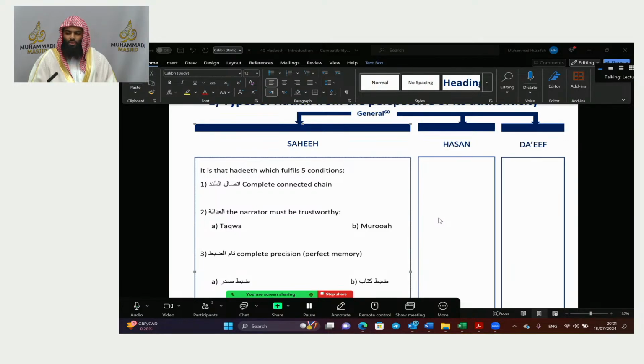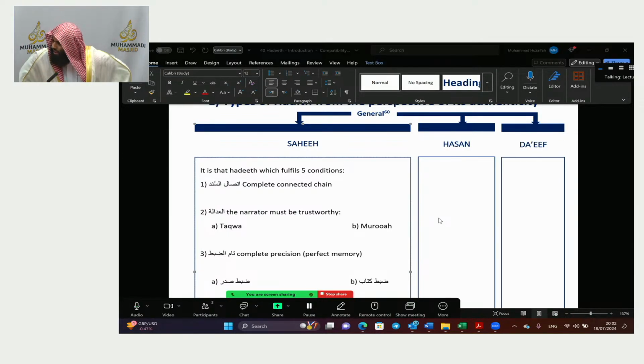If you're paying attention, I just kind of alluded to it. Who knows which condition is different? Name? The precision. Instead of perfect memory, we say good memory. It's a khiffatul dabt, light precision. That's the only difference. So, number 1, the first condition, exact same, complete chain narration. Number 2, they have to be trustworthy. Just number 3 would be different. Where? It's good memory instead of perfect memory. Number 4 is the same, number 5 is the same.